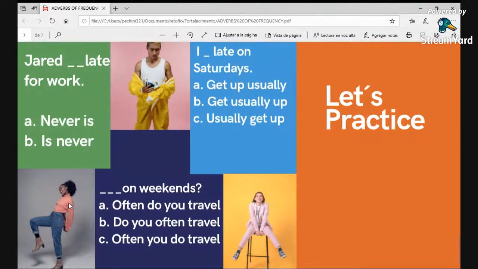Now we're gonna practice. In the first idea that we have, the one that is in green, Jared blank late for work. What do you think is the best option to complete this idea? Letter A, never is, or letter B, is never.